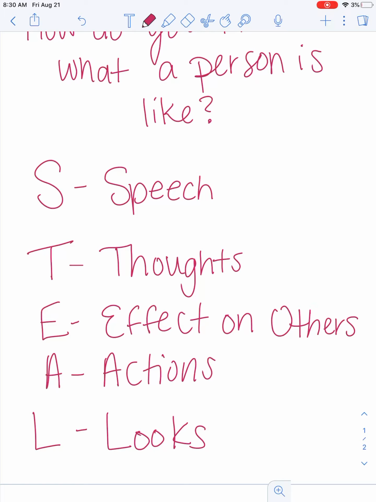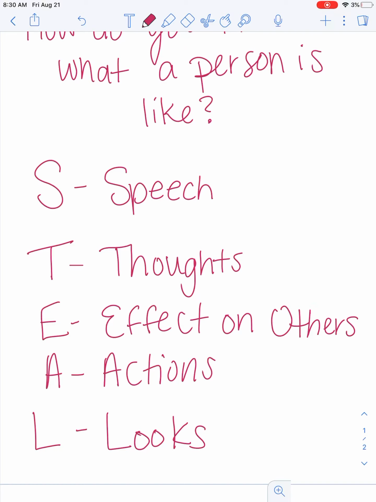But kind of thinking about, well, how does this person affect others? When this character comes into a room, what do people do? How do people react? Are they happy to see them? Are they annoyed? What is their effect on other people? And that might tell you something about the character.